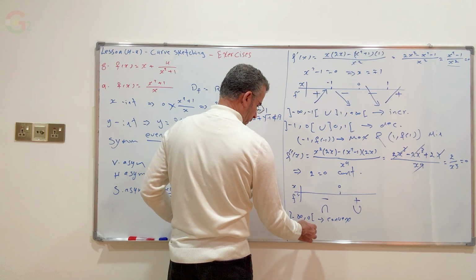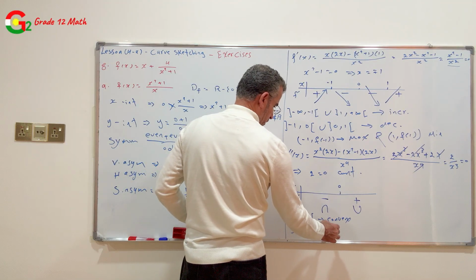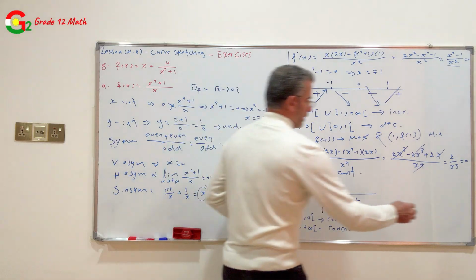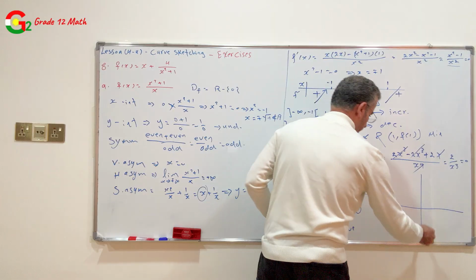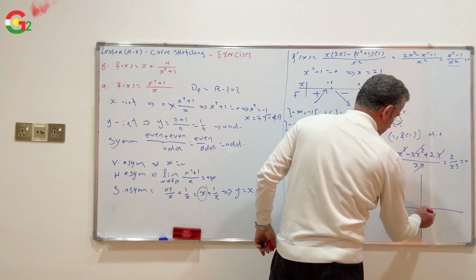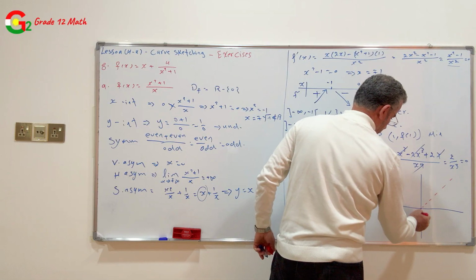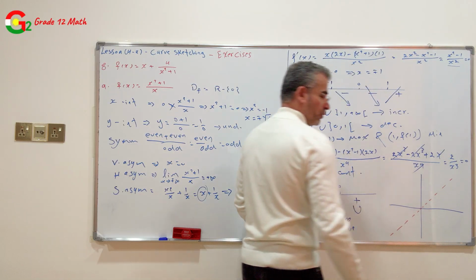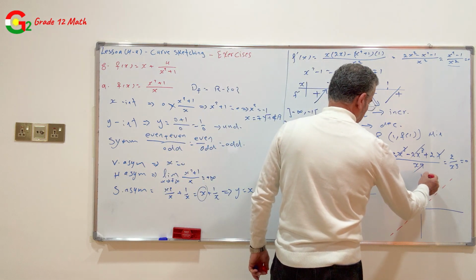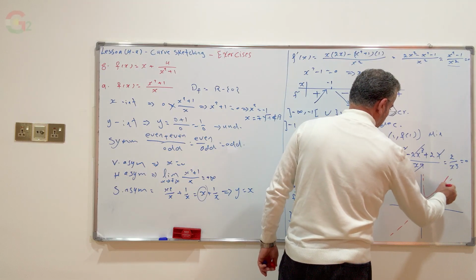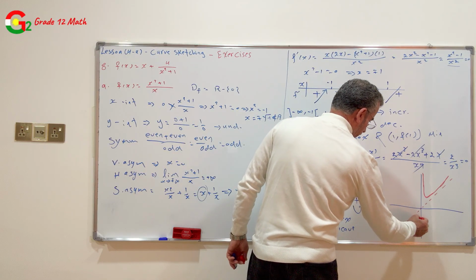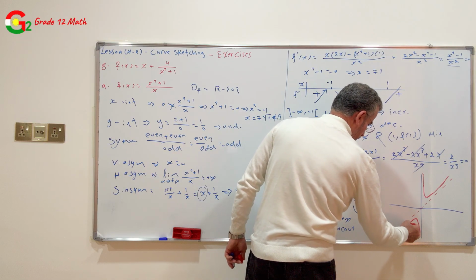From 0 to positive infinity, the function is concave. The graph of this function will have a slant asymptote at y equal x and a vertical asymptote when x equals 0. The function is concave from 0 to positive infinity and convex from negative infinity to 0.